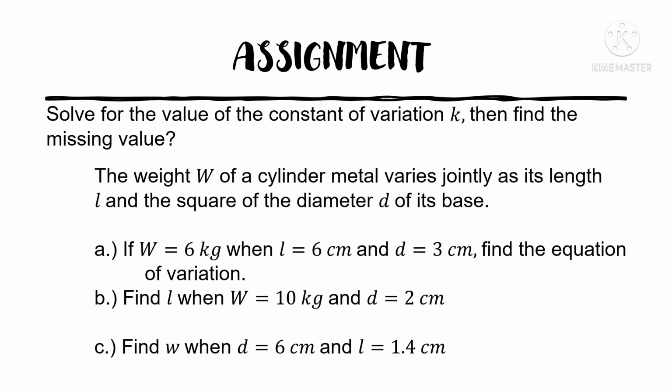Okay, now, kayo naman ang gagawa. I give this as your assignment. Solve for the value of the constant of variation K, then find the missing value. So, ito yung problem. Sagutan nyo at isubmit ang iyong sagot sa Math Google Classroom natin.